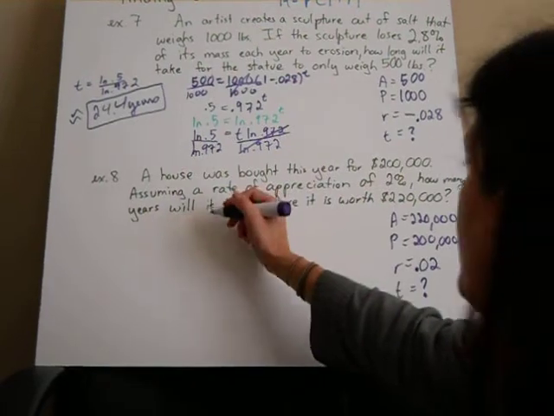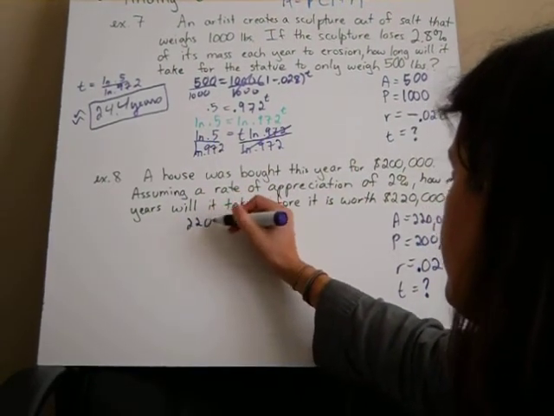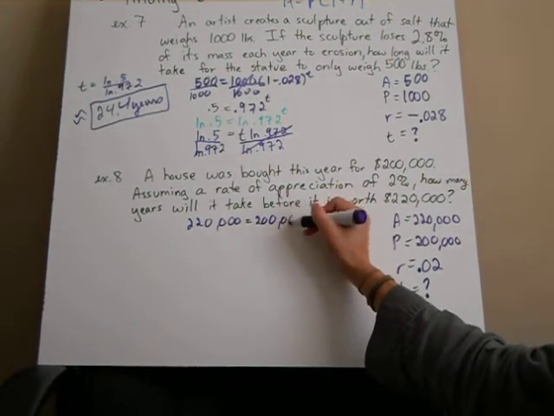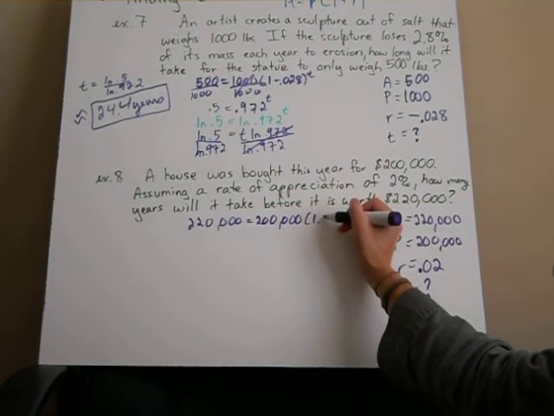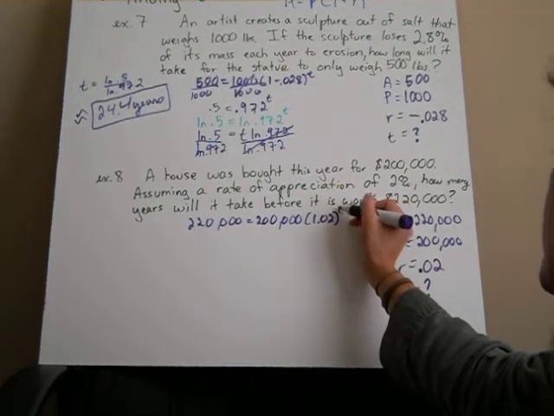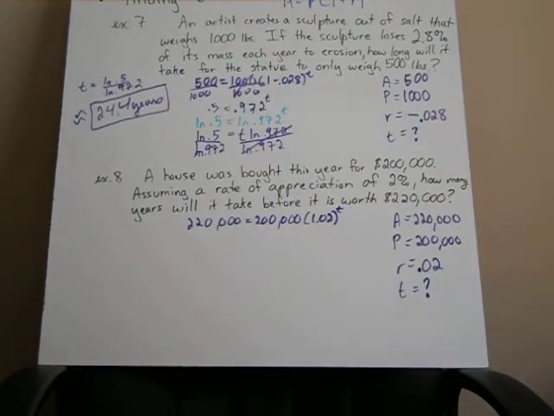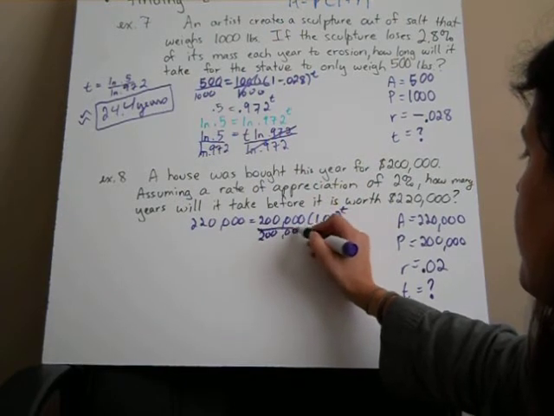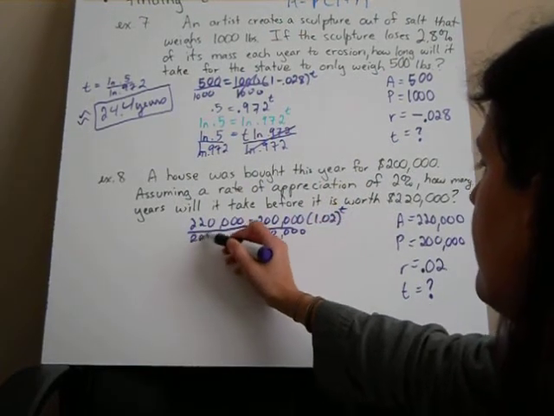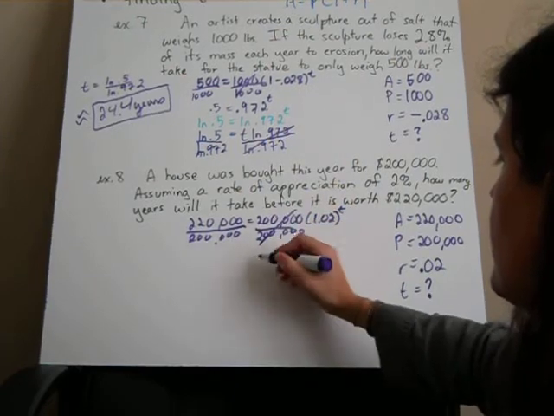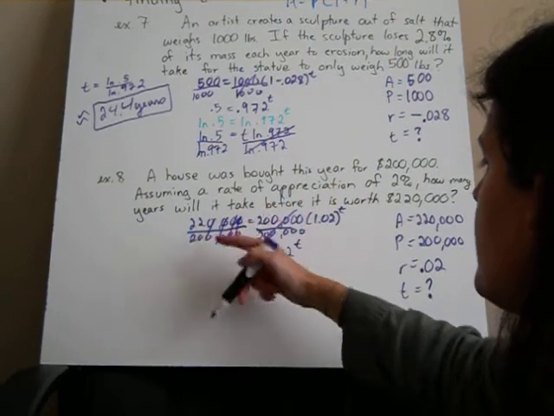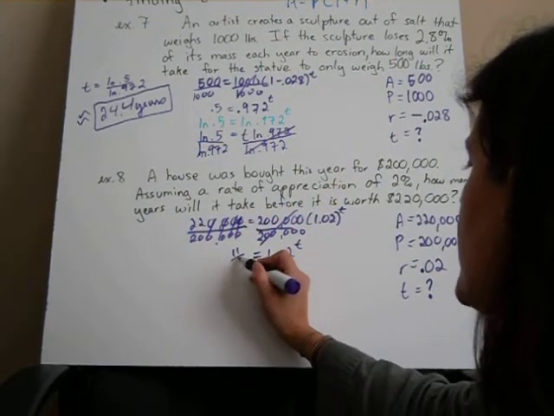Okay, so A, 220,000, is equal to P, 200,000, times (1 plus r) to the t power. So again, our first step is going to be to isolate our base. So we're going to divide both sides by 200,000. That cancels out over here. And on this side, let's see, those zeros cancel. 22 over 20 reduces to 11 over 10.